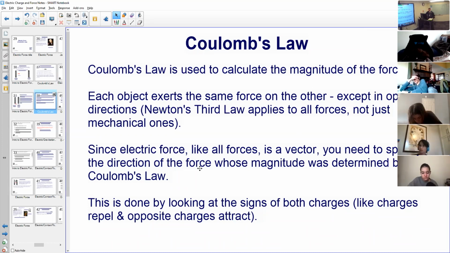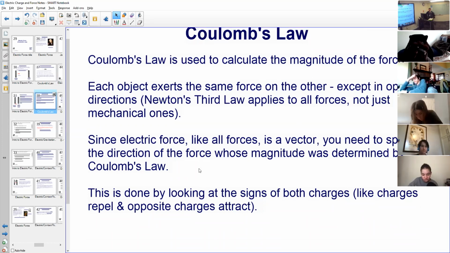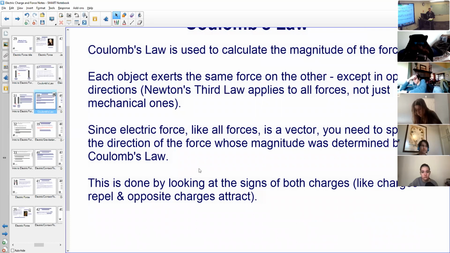Since electric force, like all forces, is a vector, you need to specify the direction of the force whose magnitude was determined by Coulomb's law. This is done by looking at the signs of both charges. Remember, like charges repel and opposite charges attract.